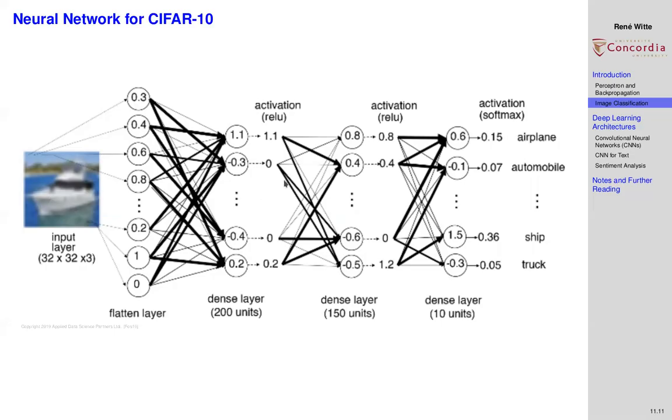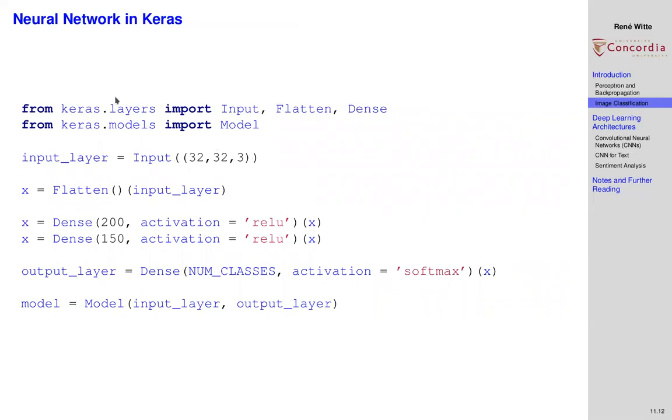Okay, so now we have to encode this into Keras. So we have to import a number of helper functions for building neural network layers and classifiers. So our input layer here is 32 by 32 by 3. Then we use a layer called flatten, which we apply on the hidden layer. So this just transforms our 2-dimensional images into a 1-dimensional vector. Then we have 2 hidden layers, one with 200 neurons and one with 150 neurons. And then we have the output layer where we use num classes.